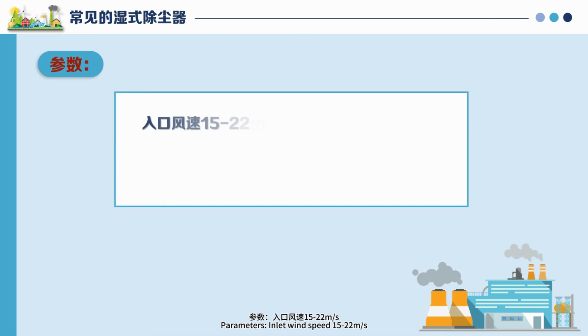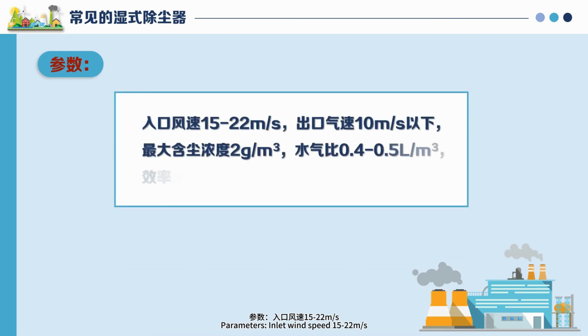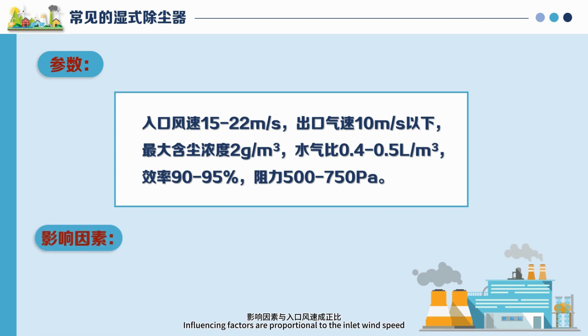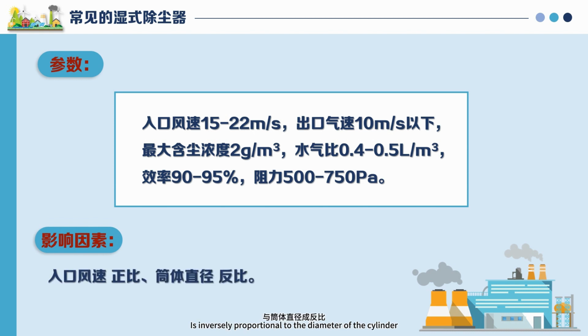Parameters: Inlet wind speed 15 to 22 meters per second. Outlet gas velocity below 10 meters per second. Maximum dust concentration 2 grams/m3. The water-gas ratio is 0.4 to 0.5 liter/m3. Efficiency 90% to 95%. The resistance is 500 to 750 pascals. Influencing factors: efficiency is proportional to the inlet wind speed and inversely proportional to the diameter of the cylinder.